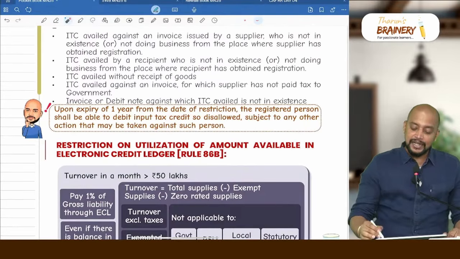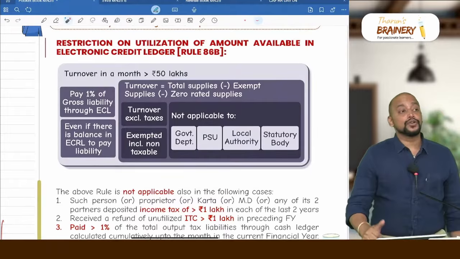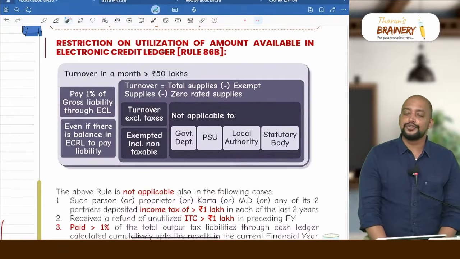Then rule 86B. Rule 86B says that even though you have taken the credit, we have the right to disallow the credit to the extent of 1%, which means 1% of your liability you have to pay through the cash ledger, even though you have sufficient balance in the credit ledger. When is it applicable? Whenever the taxable turnover of a person exceeds 50 lakhs. But sir, they gave turnover. Thereafter they are telling to exclude exempt supplies, exclude zero rated supplies, and exempt includes non-taxable. Then what is left? Taxable supplies only. Okay. Then pay 1% liability through the cash ledger even if there is sufficient balance in the credit ledger.